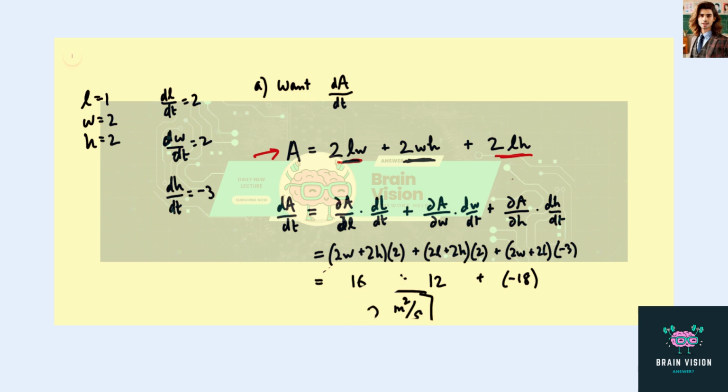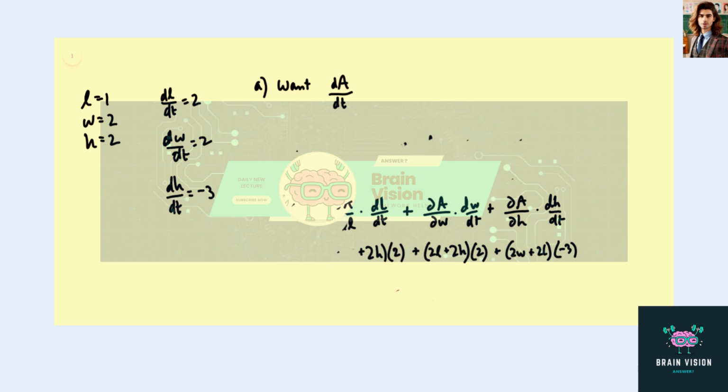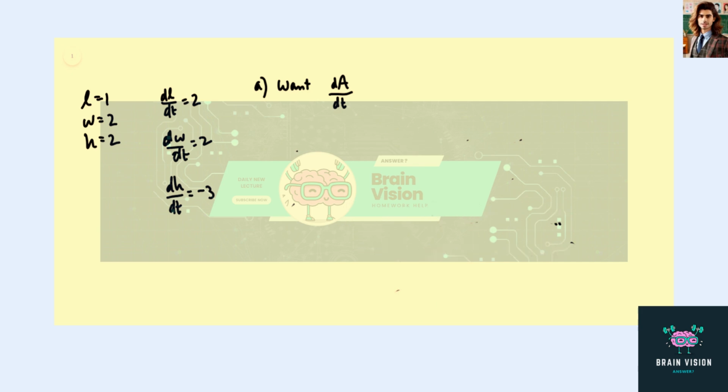Okay, we'll erase this. And now finally, we're going to do the exact same thing for part C, except this time instead of volume or area, we're going to be calculating how quickly the length of the diagonal is changing. So this is a little more interesting. So this is part C.